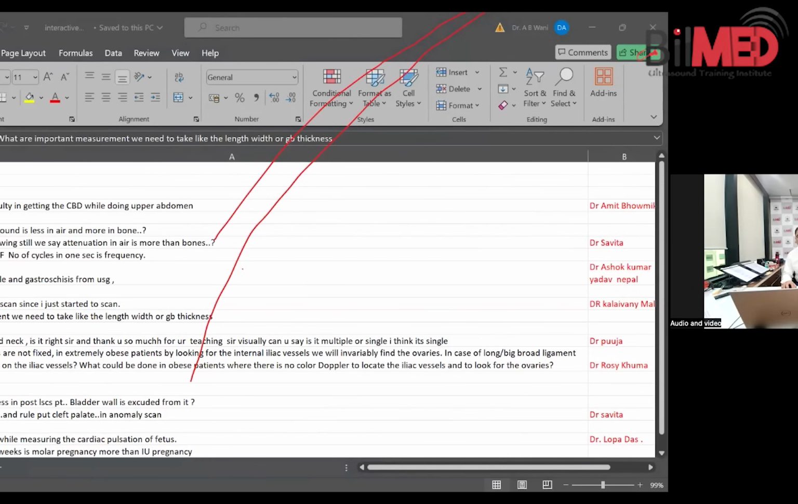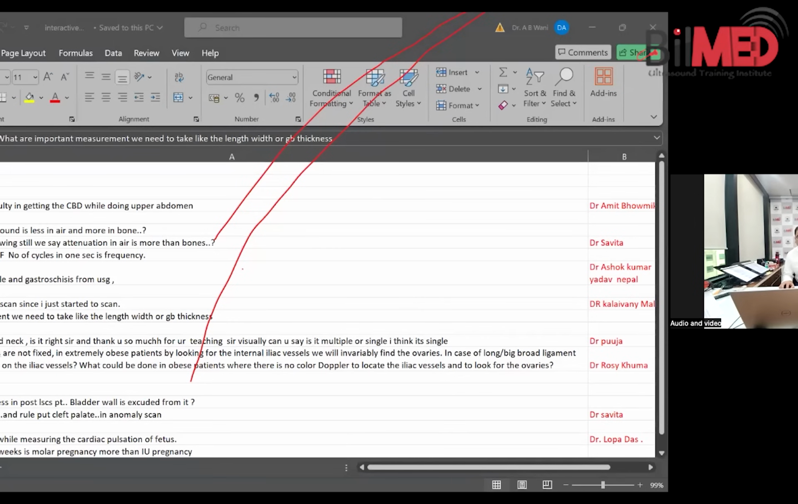Now the next question is from Dr. Pooja. She is sending us a picture of a cord round neck, and she wants to confirm whether this is a cord round neck or not. I will show you the picture we have got from Dr. Pooja. And the next question is from Dr. Rossi regarding the ovarian location. I will elaborate this question and take this.